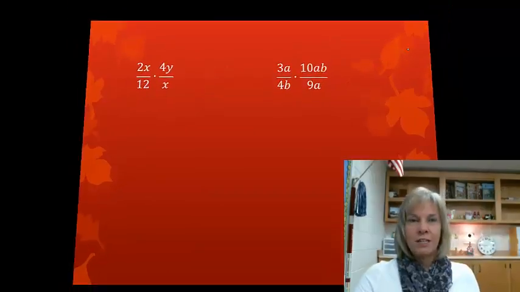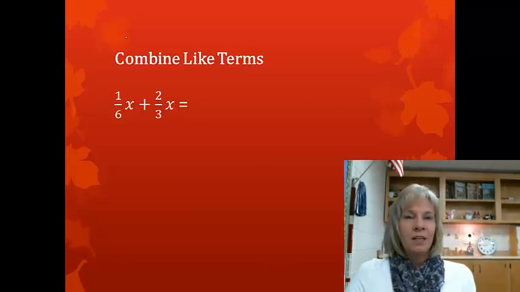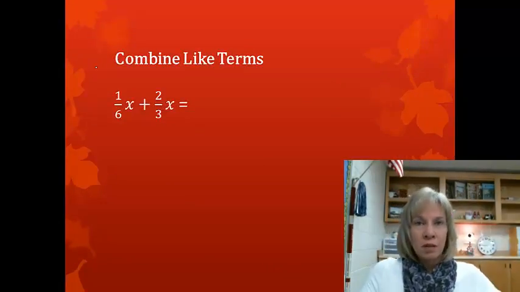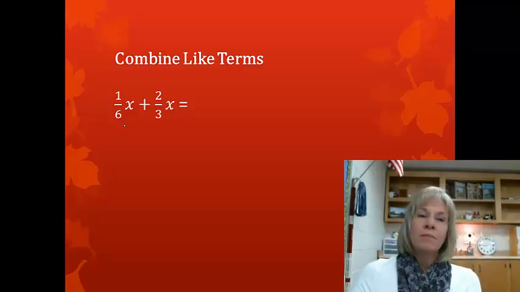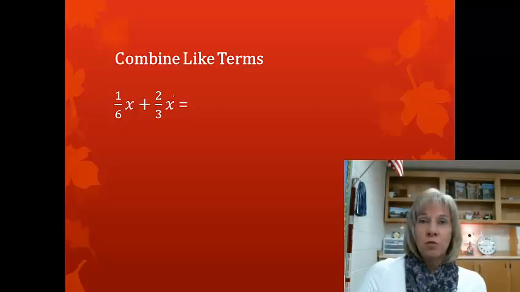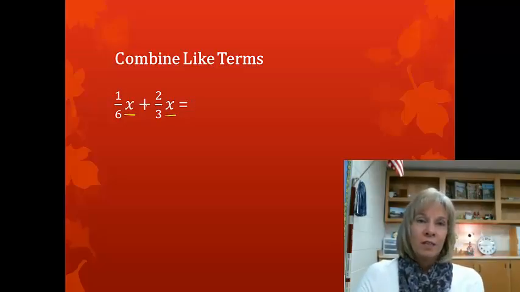All right, great. Now let's go to combining like terms. We're building all these problems together, okay? Since I have 1/6x plus 2/3 x, both of these have an x variable. This is addition. Combining like terms is when you're adding or subtracting. So since they're both x, I can combine these.